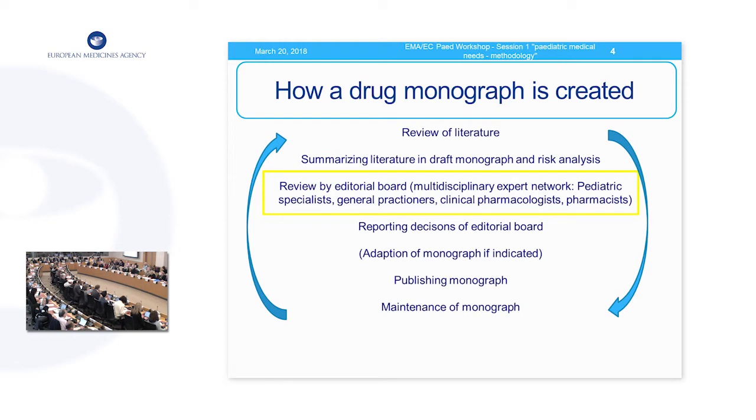And the most important thing about our drug monographs is that it's not only the available scientific evidence that is listed, because as we all know, in pediatrics that is quite limited most of the time, but it's also complemented by a thorough review of the editorial board, which is a multidisciplinary expert network consisting of different pediatric specialists of all kinds, general practitioners, clinical pharmacologists, pharmacists. They have the task to complement the evidence base with the practice base, and that's very important, which I will show in the next slide.